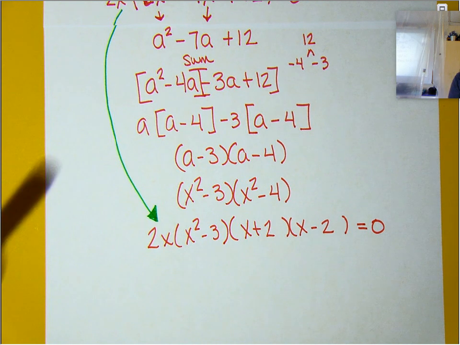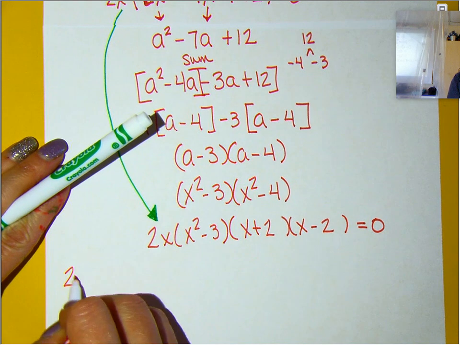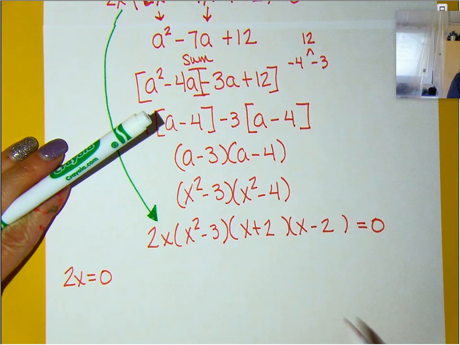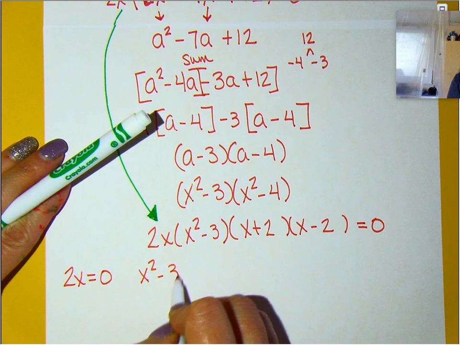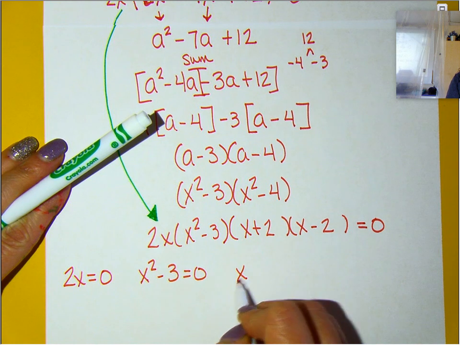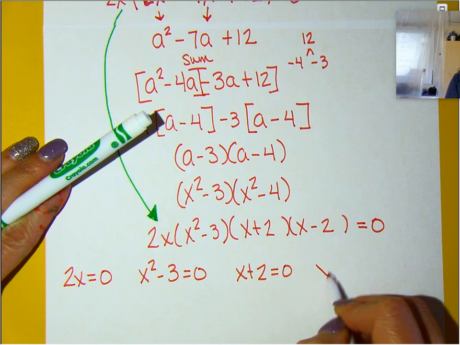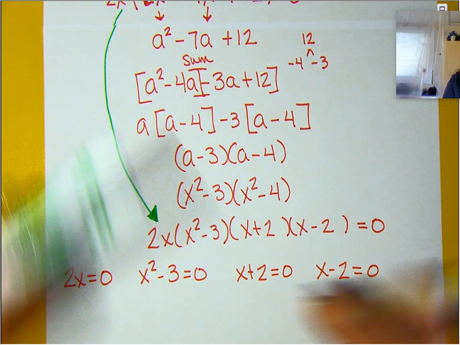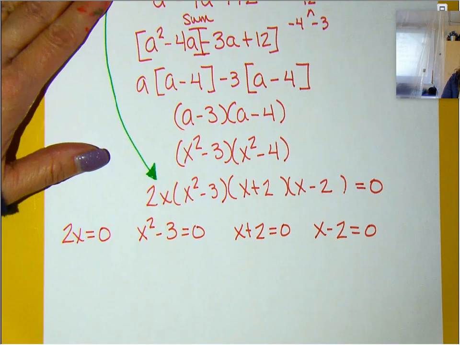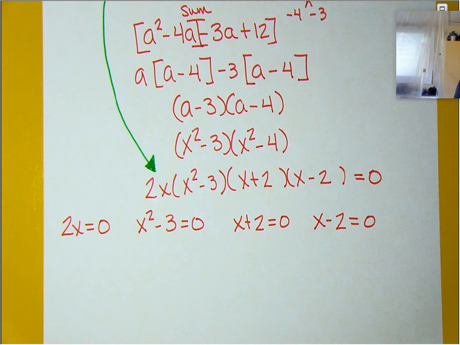So don't forget that. That's one of the most common mistakes I see on this part. Whew. Now, we got to set each one of these equal to 0. So 2x equals 0. X squared minus 3 is equal to 0. X plus 2 is equal to 0, and x minus 2 is equal to 0. And then solve each little problem.